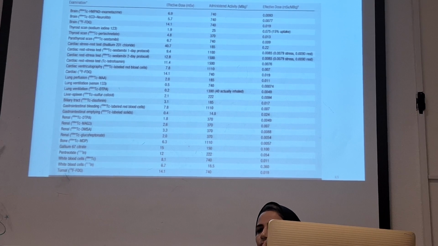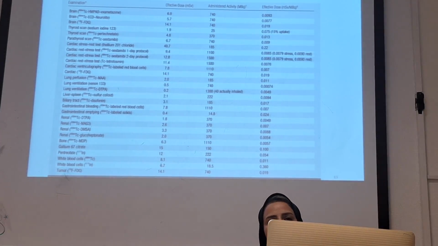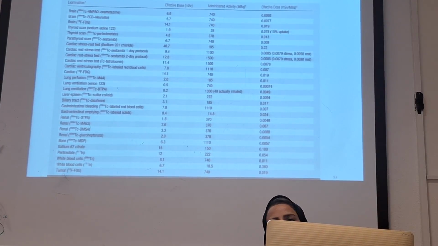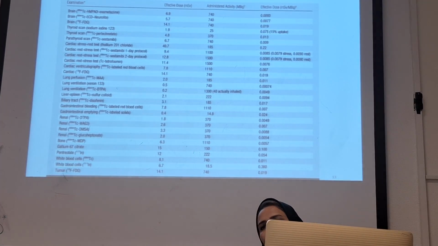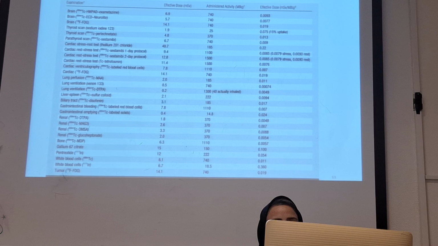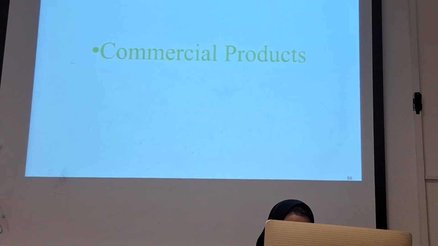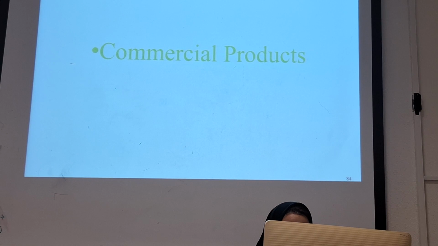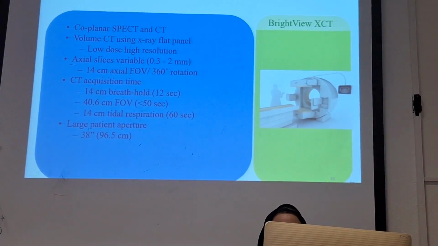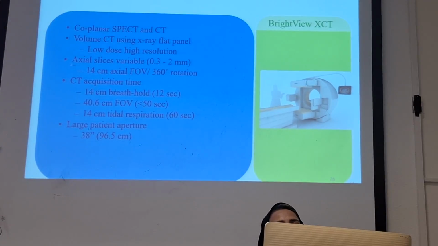In each nuclear medicine part, we have some tables like this, and a person who is starting early can use these tables to know how much to inject into the patient. Okay, the theoretical part of nuclear medicine is finished, but at the end, I want to show some commercial systems.